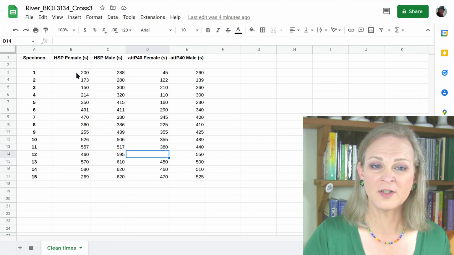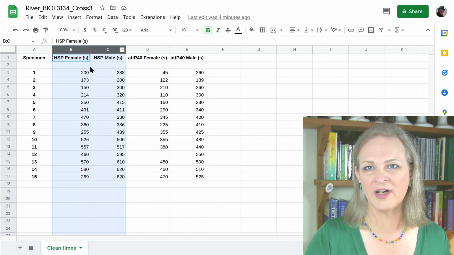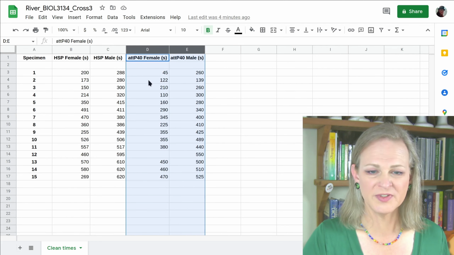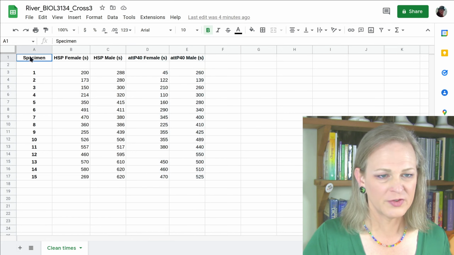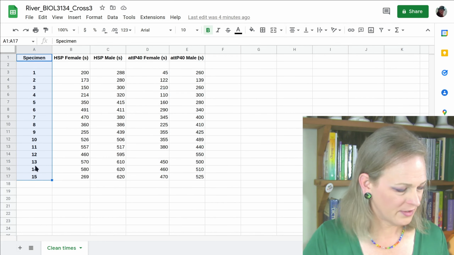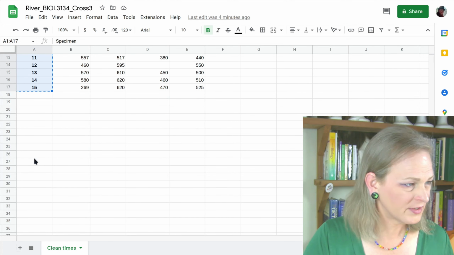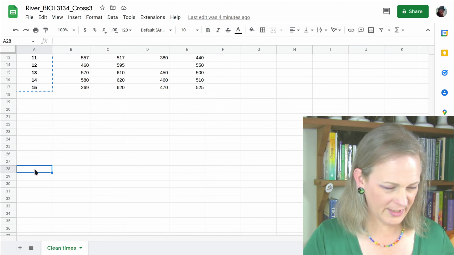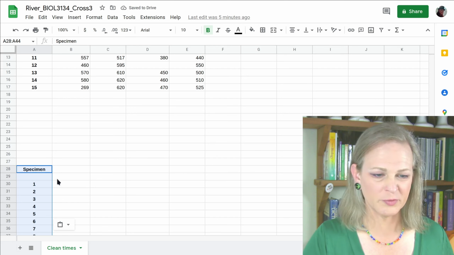The first thing I'm going to do is separate this group, which are my knockout flies, from this group, which are my controls. I'm going to separate them vertically and put these underneath. First I will copy all of this, then scroll down to row 28 and paste it in. The reason for that empty space will become apparent later.